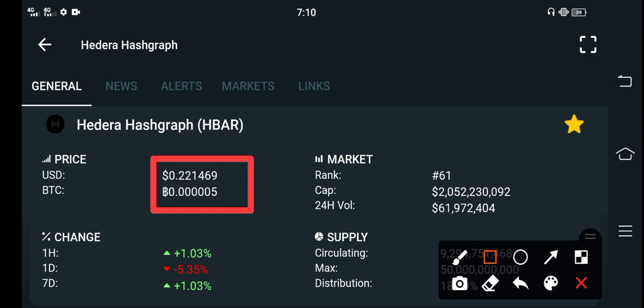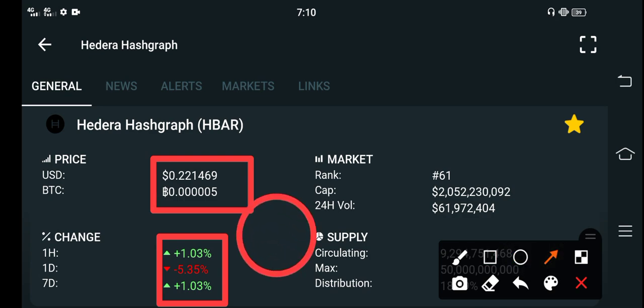So guys, the current live price of Hedera Hashgraph in the market is 0.221469 USD. That is the current live price of Hedera Hashgraph in the market. On the other side, if we talk about the price changes occurring in Hedera Hashgraph, you can see here that the last 1 hour change is positive, and the last 1 day change is negative. Only guys, the last 24 hours change is negative, but these changes will also become positive after some period of time. All the changes will become positive.